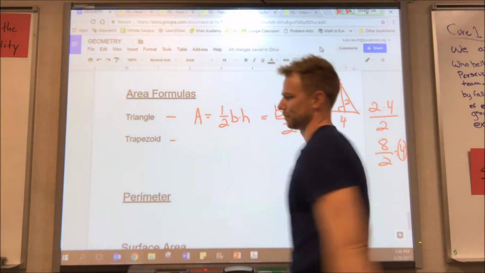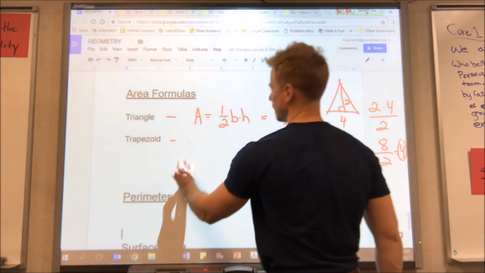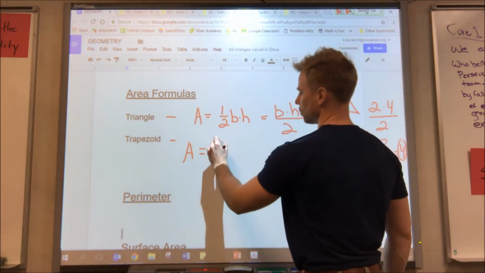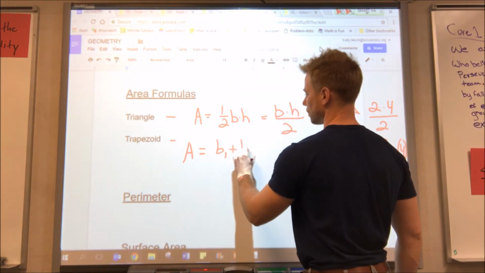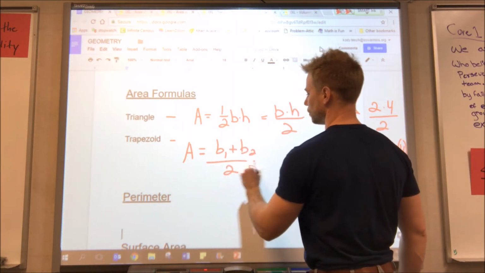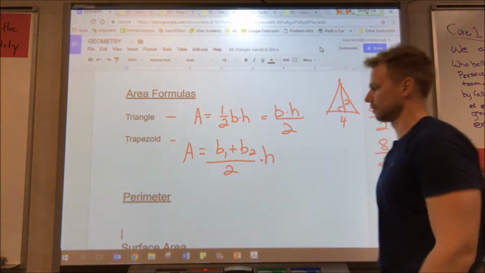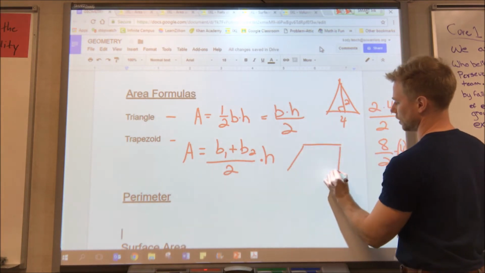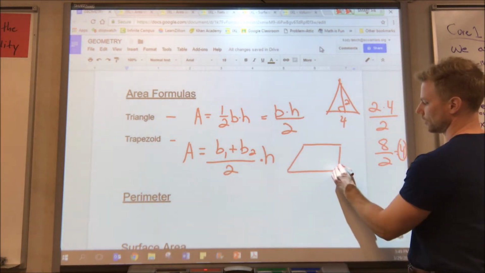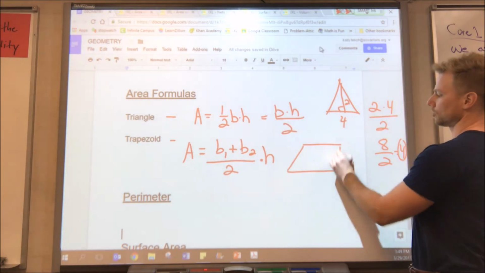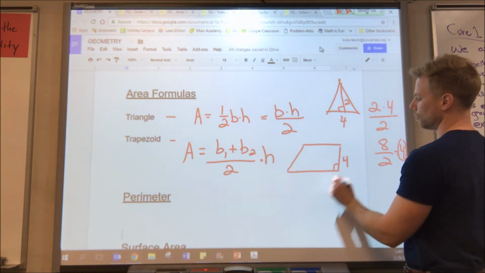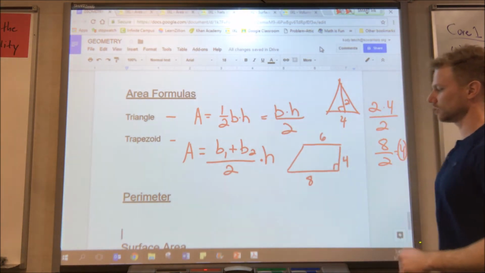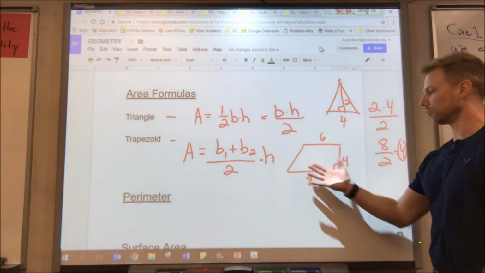A trapezoid is a little bit more complex, but not too bad. It's very similar to a triangle, actually. Area equals B1 plus B2 divided by 2 times the height. So let's take a look at a trapezoid and see what that looks like. Here's an example of a trapezoid. We're going to make that a right angle, which tells us this is the height. We'll call it 4. This base is 8. The top base is 6. And that's all we need to know to find the area.